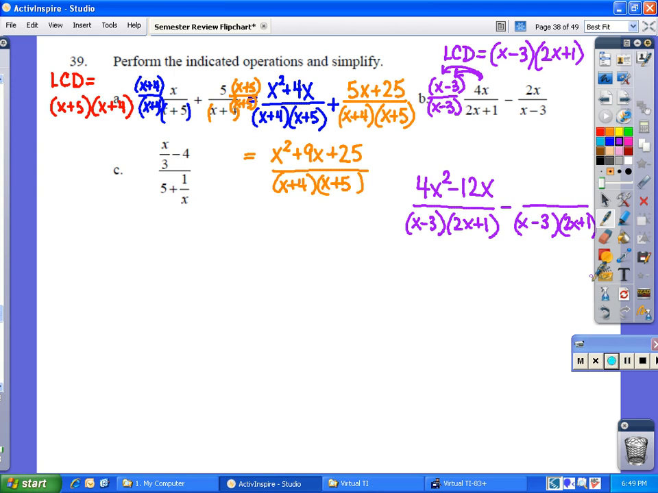The second term has the denominator x minus 3, but it's missing the 2x plus 1. We'll need to multiply that in the bottom and on top. Again, don't forget to distribute to both of those terms. 2x times 2x is 4x squared. 2x times 1 is just 2x.